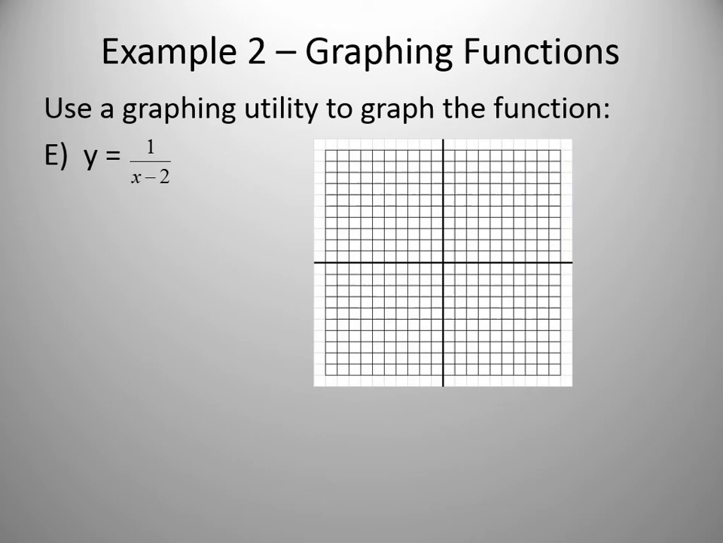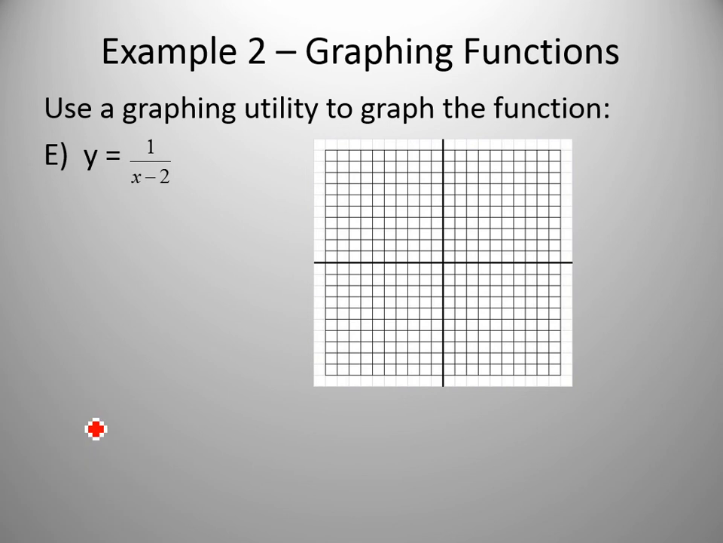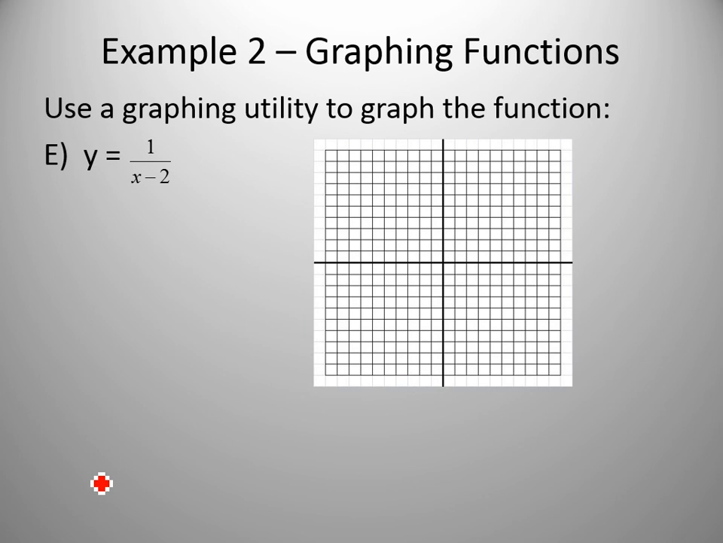So when I go to do this here, I should expect to get some kind of graph that's going to be somewhere in this neighborhood up here and somewhere down in this neighborhood here. So when I go to pick my points for x, I want to make sure that I get enough points in both of those quadrants so that I get a good representation of what this looks like.